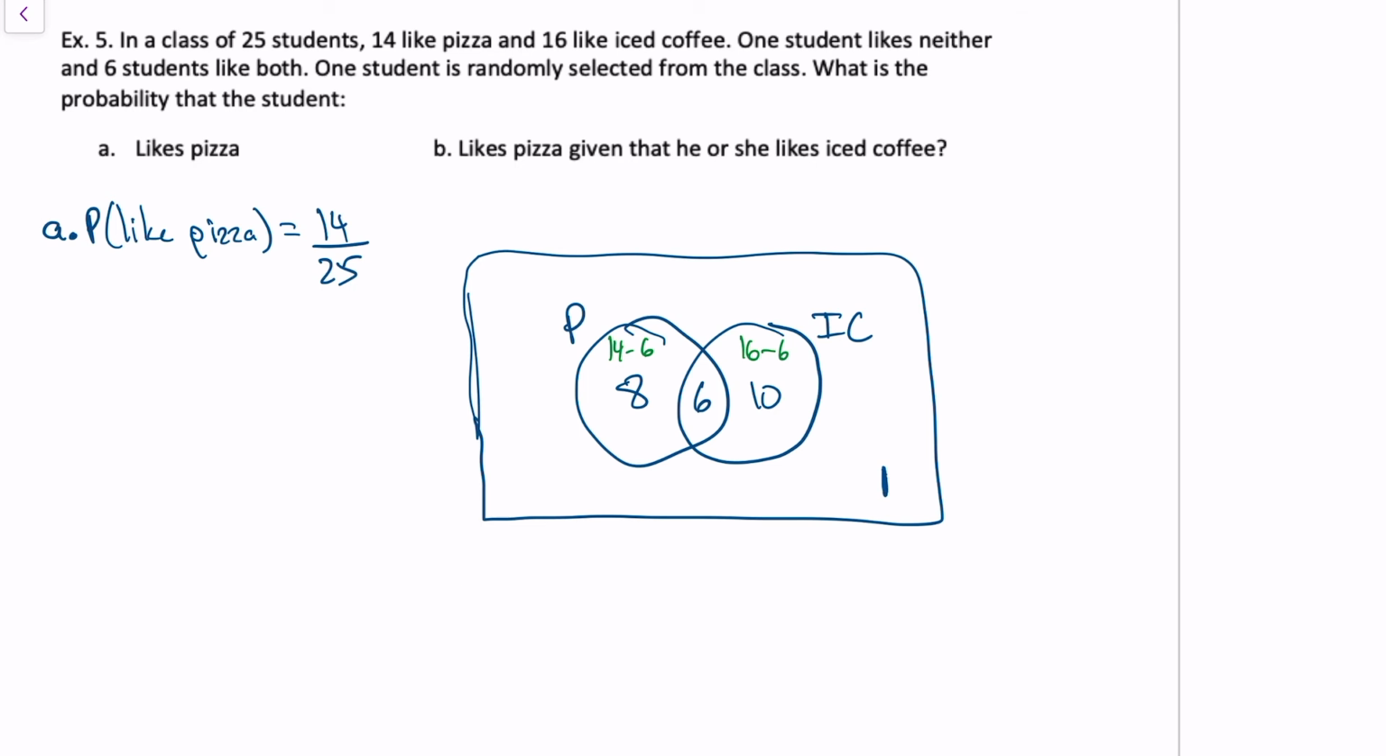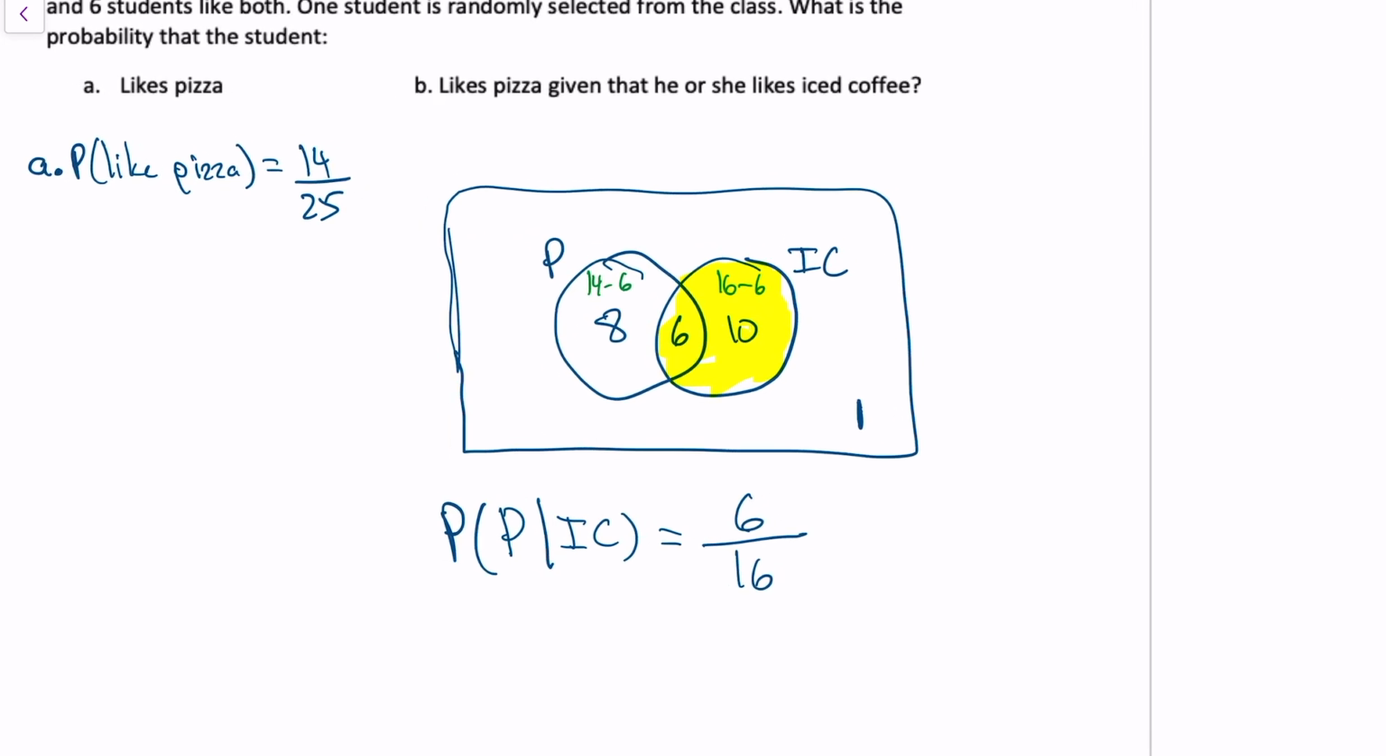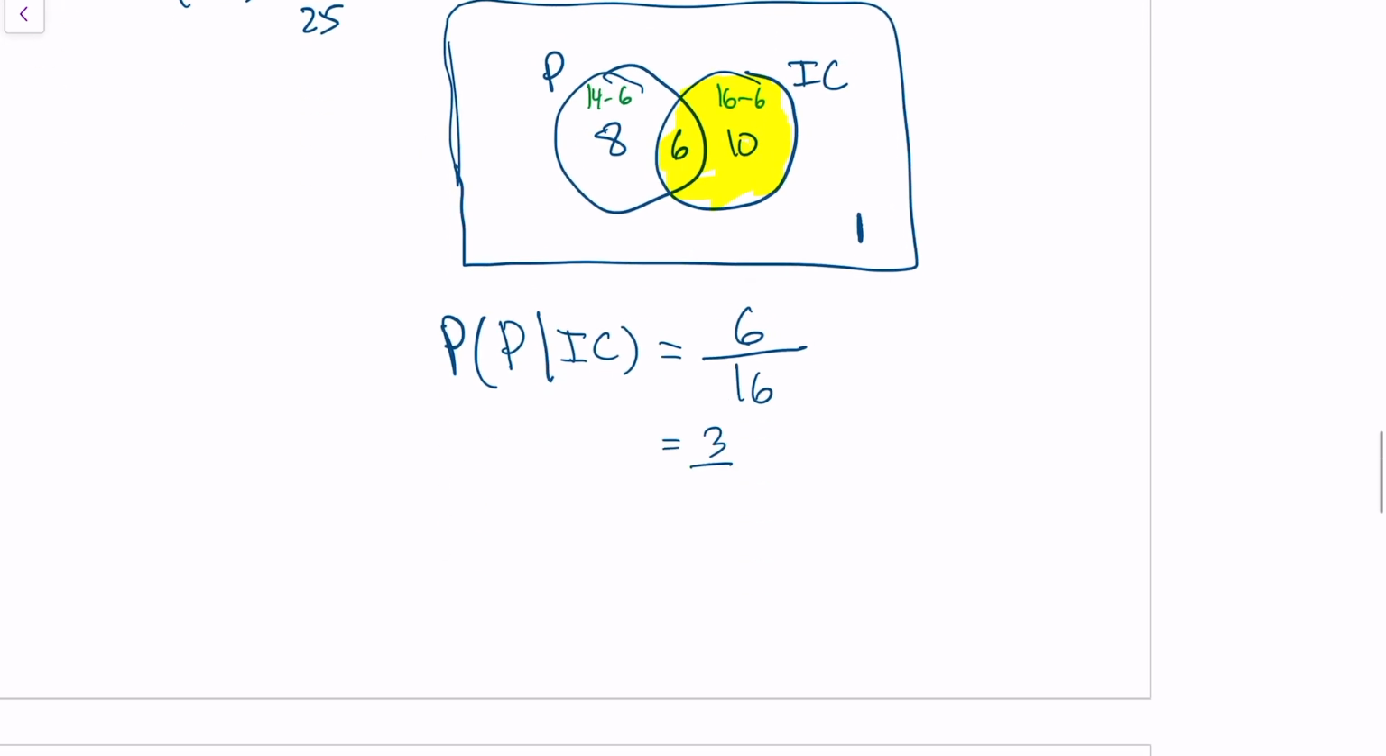So let's say we want the probability of liking pizza given they like iced coffee. So in this case, again, you can kind of think of, I know that they like iced coffee, so I've got this whole thing, right? I'm only considering those people. So of those people, how many like pizza? And so I've got 6 as the intersection out of 16. And we can obviously reduce that if we want into 3 over 8.